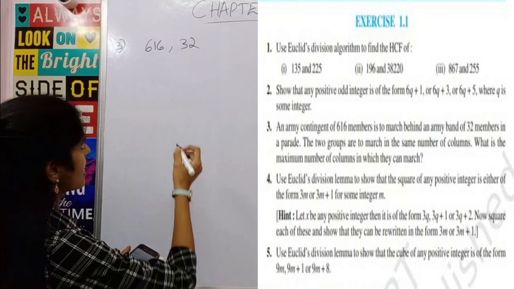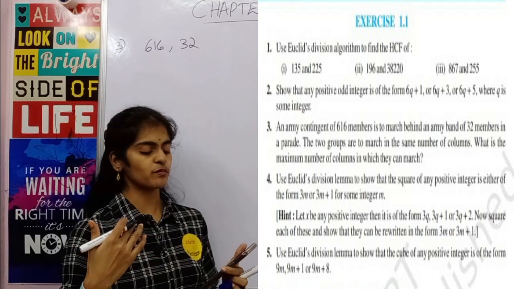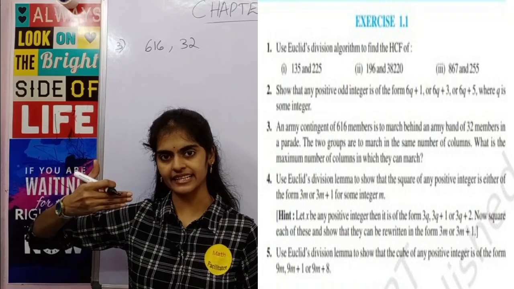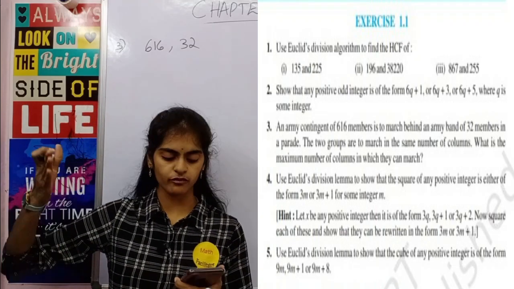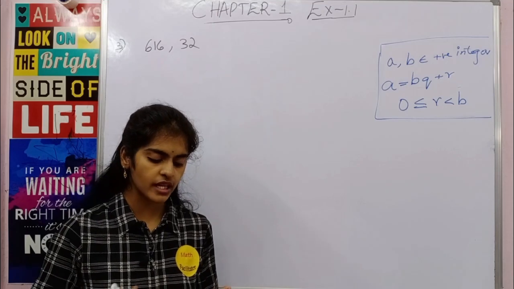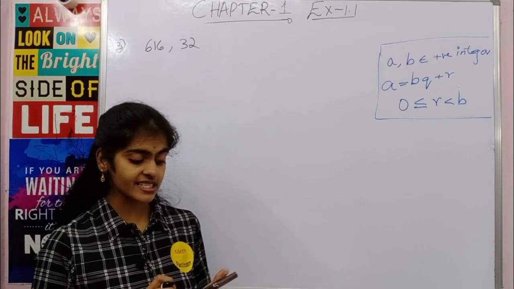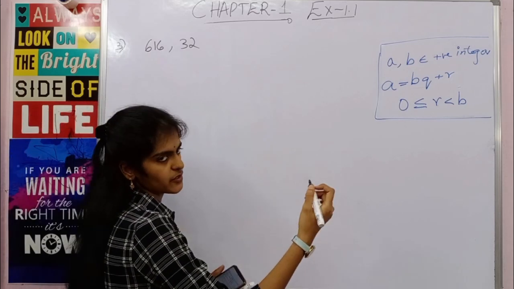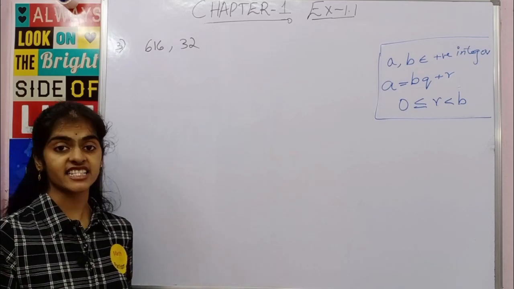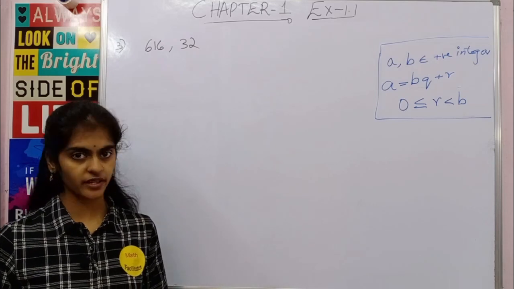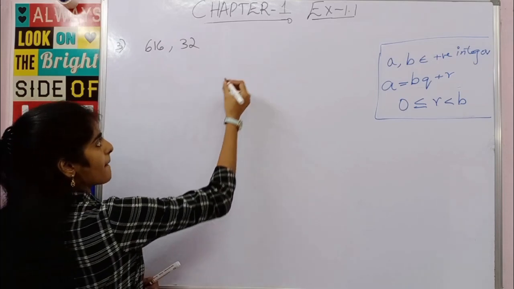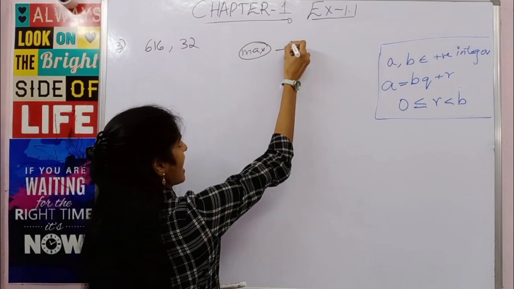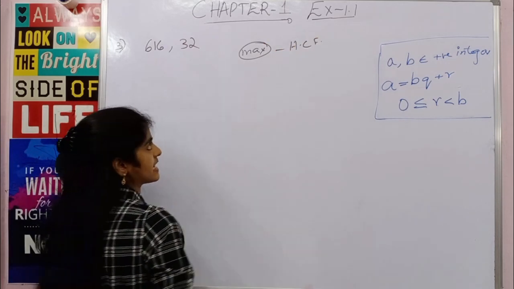So you have 616 members who have to march behind this band of 32 members, one behind the other. How many columns will you require for them to march? They are asking you the maximum number of columns. Now, looking at the word maximum, you have to realize that you have to find the HCF, the highest common factor. Since they want the maximum, you have to find the highest common factor, HCF.